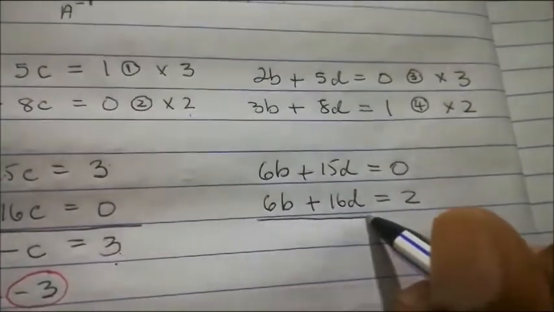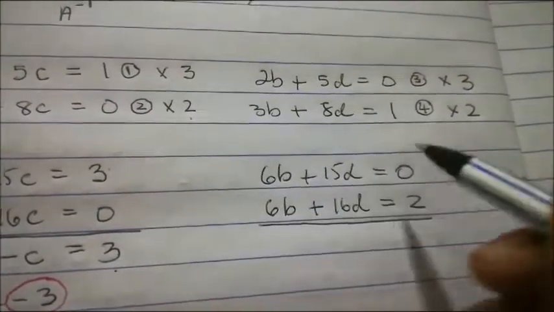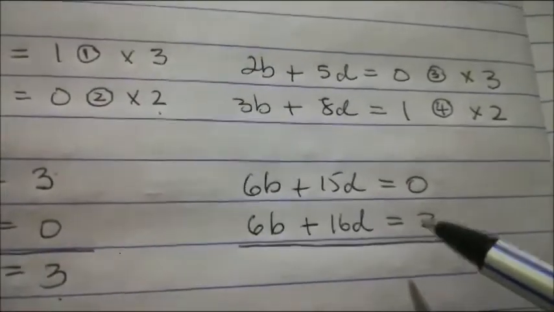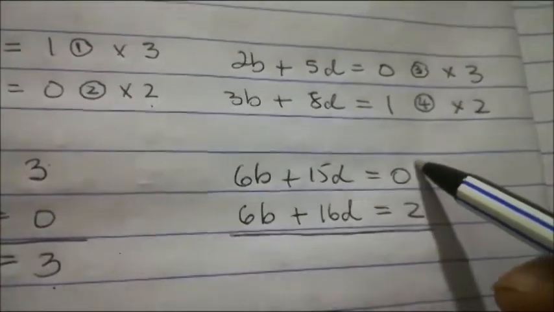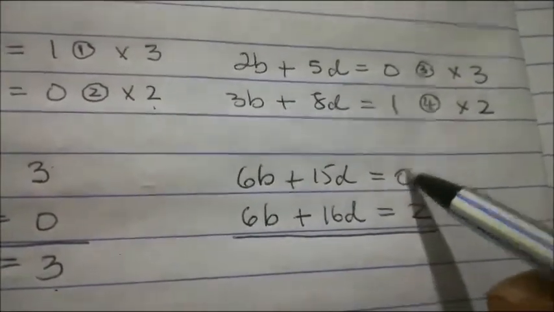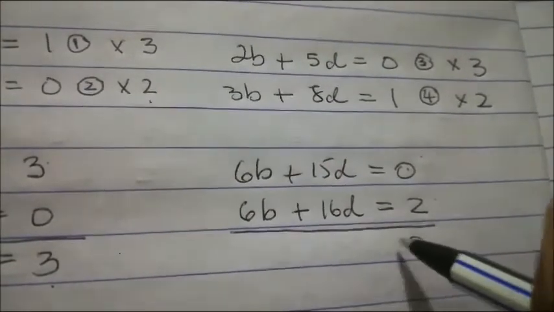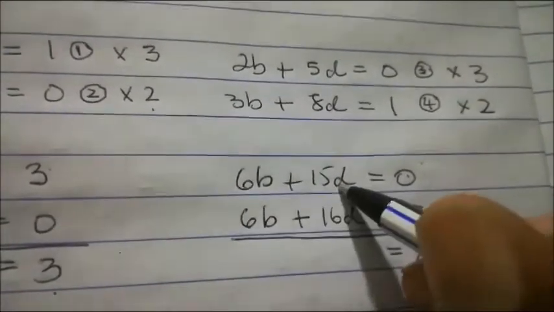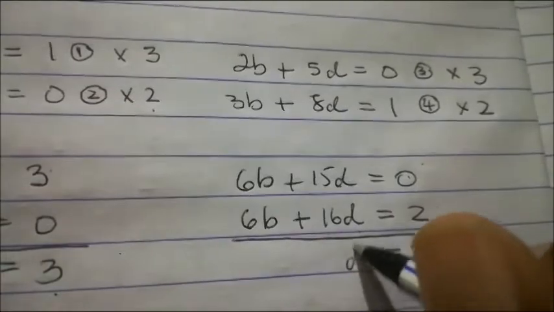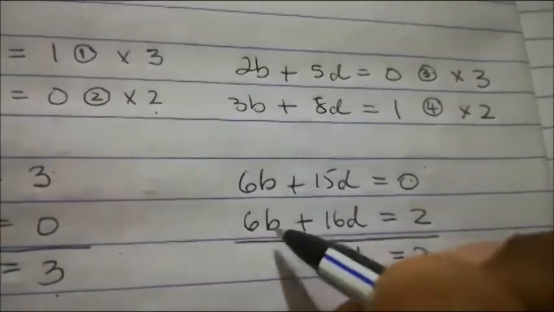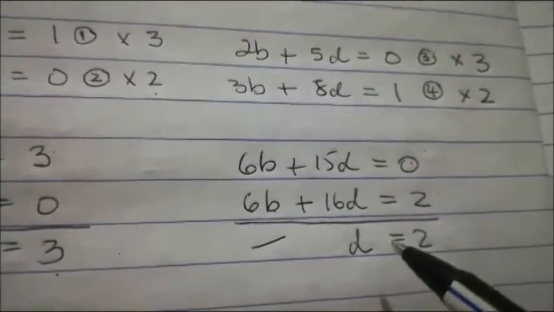Likewise, we're going to do the same thing. We're going to eliminate the b by subtraction. But this time we're going to subtract the top equation from the bottom. So 0 from 2 is 2. 15d from 16d is d. And 6b from 6b leaves 0.